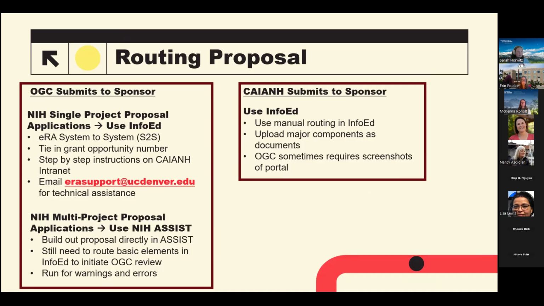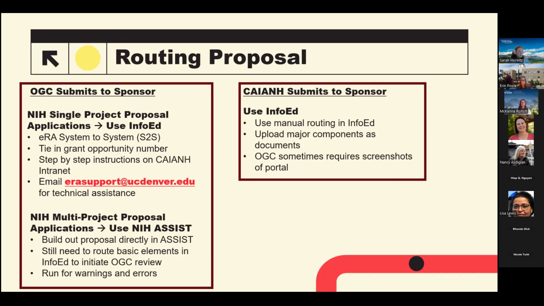Sometimes OGC might require screenshots of the portal that you need to use. And that's usually only if that is how the budget is put into the application. But we did recently learn that for these manual routings, we don't need to be entering in the budget section. We really just need to upload an Excel for OGC to review. So that should be a much simpler process than the other two routings.